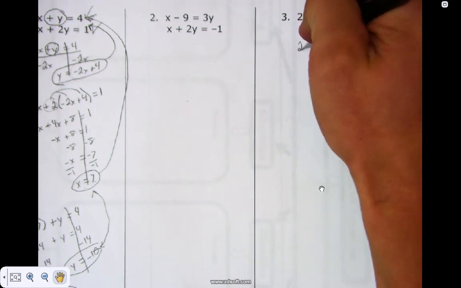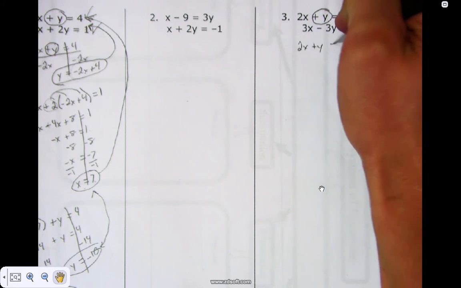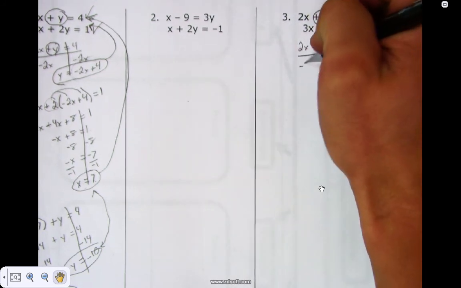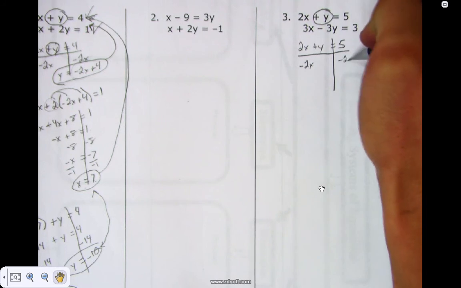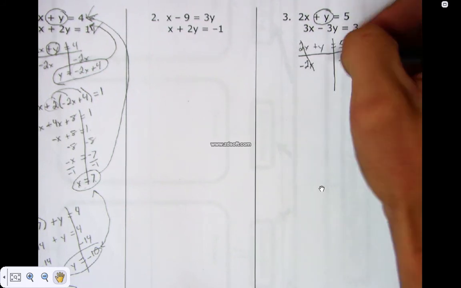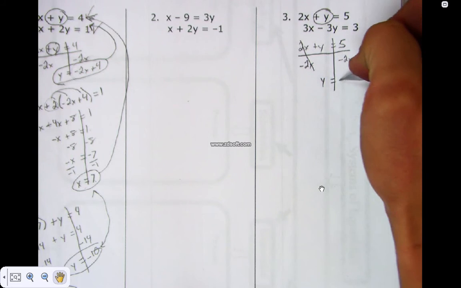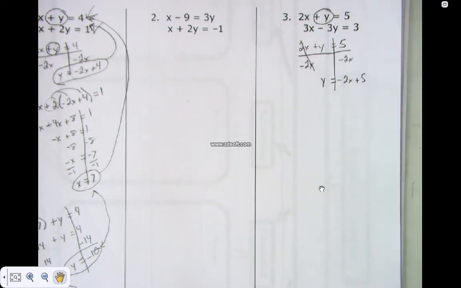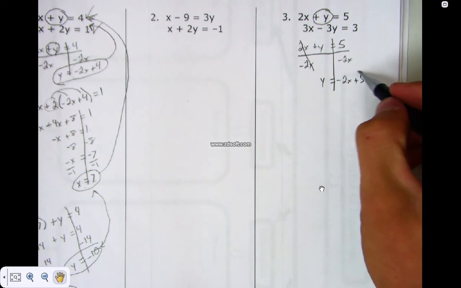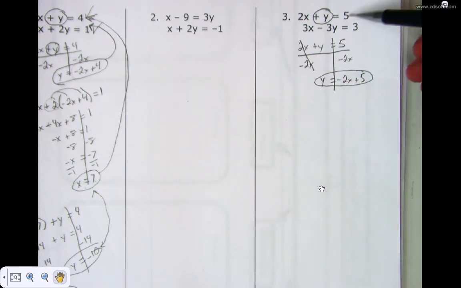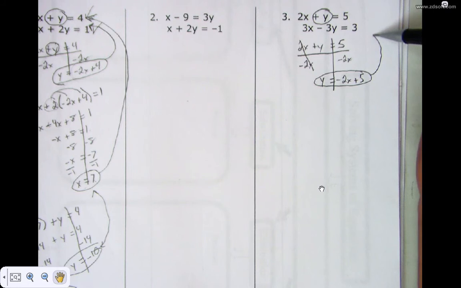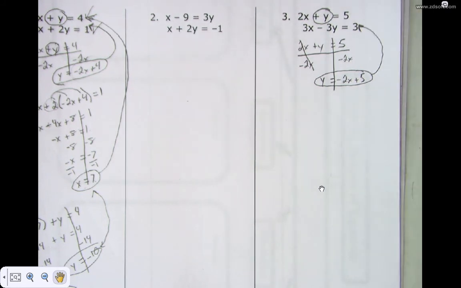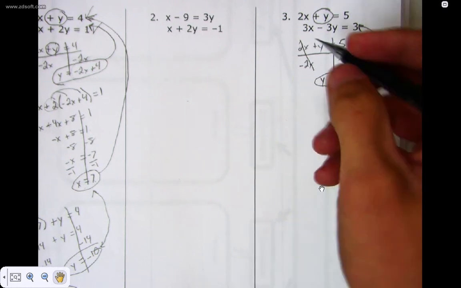So I've got 2x plus y equals 5. I'm going to go ahead and subtract 2x from each side. Those are going to cancel. I'm going to have positive y equals negative 2x plus 5. So I solve for y. Now I take what I solved for and I plug it in to the other equation. So I solve for y, and instead of writing y in this other equation, I'm going to write negative 2x plus 5. So let's start writing that other equation.